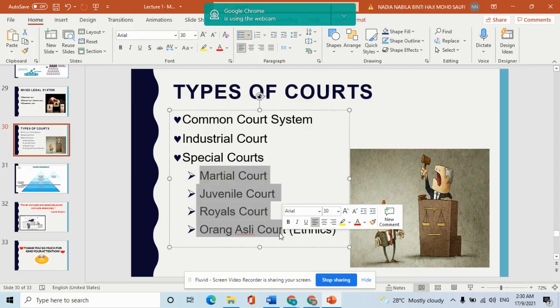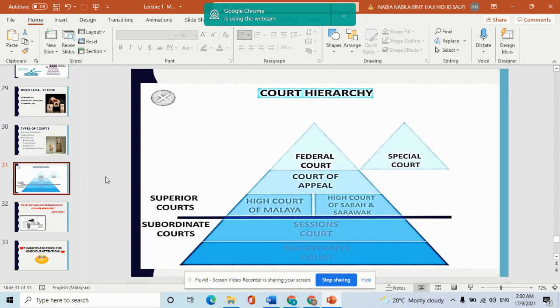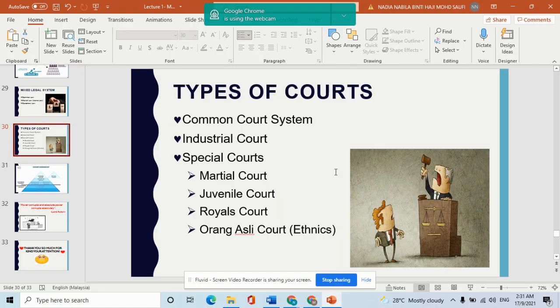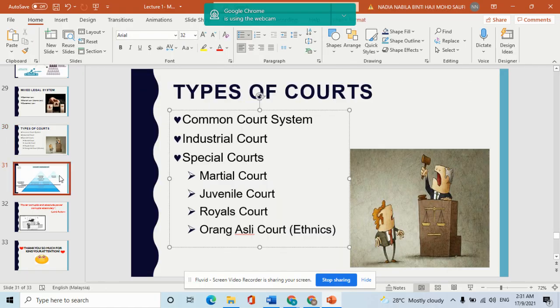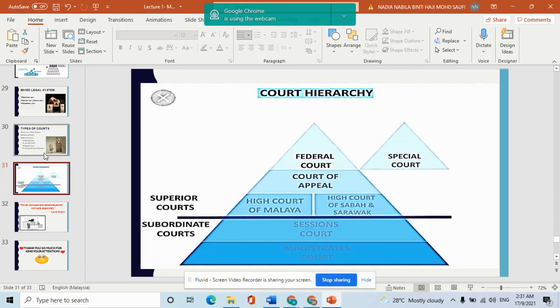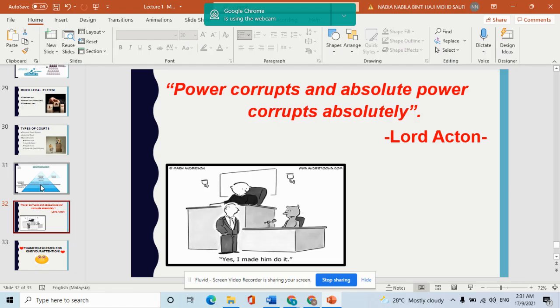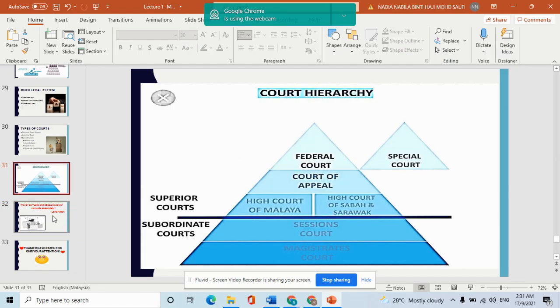Here is the special court system, as I explained. It governs these four matters: martial, juvenile, royals, and the Orang Asli, the Aborigines. So if I ask you what the court systems of Malaysia are, you would have to answer with the common court system, the industrial court, and the special courts: martial, juvenile, royals, and also Orang Asli. If you have any questions, that's it for today, that's it for court hierarchy.